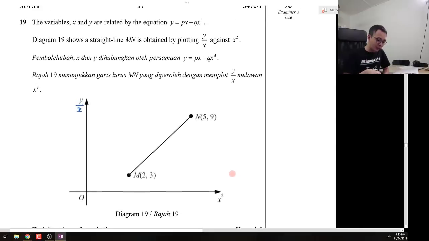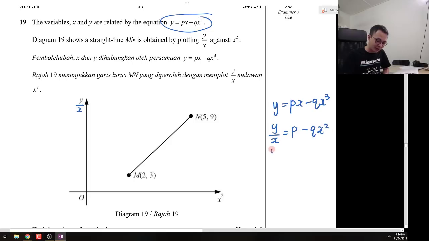So what I want to do is simplify this equation. I have the equation y equals px minus qx². In order to get y over x against x, I divide everything by x. So this one will leave a p, and this one will leave a minus qx. So right now I get y over x equals negative qx plus p.